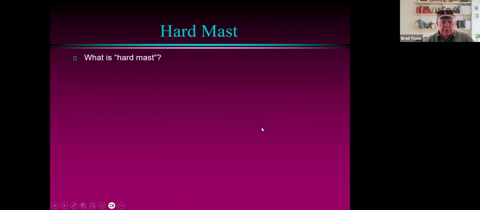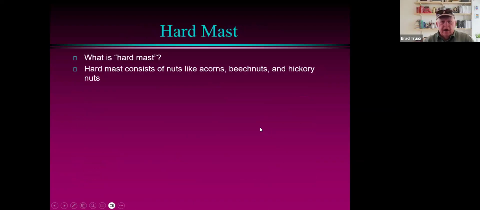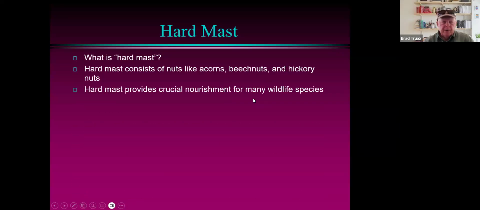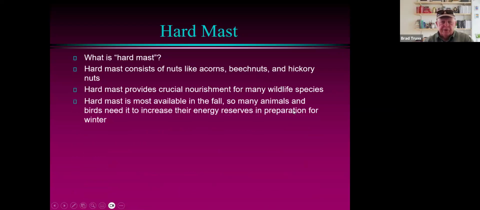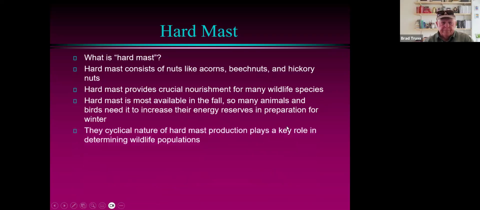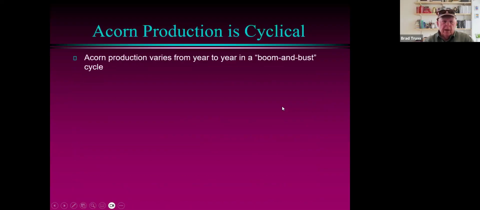You may hear the term hard mast. Hard mast consists of nuts like acorns, beech nuts, and hickory nuts. And hard mast provides crucial nourishment for many different wildlife species. Hard mast is most available in the fall, so many animals and birds need it to increase their energy reserves in preparation for the winter. And the cyclic nature of hard mast plays a key role in determining wildlife populations. Acorn production varies from year to year, kind of a boom and bust cycle.